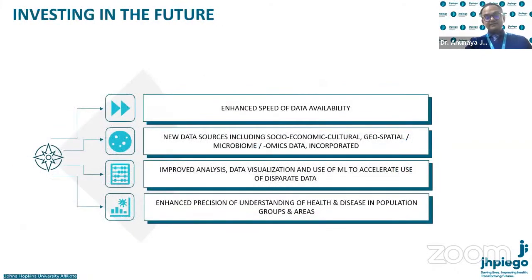So there are four needs that we certainly see in this move to precision health. One is, how can we enhance the speed of data availability? Second, how can we start bringing in newer forms of data other than the existing clinical information, that includes socioeconomic and cultural data, geospatial data, omics data themselves, to incorporate that into the way that data is looked at today? How do we start bringing in more AI and ML into the picture as far as disparate data analysis is concerned? Right now, we're focusing on single data systems and single data generations in order to predict risk. But how can we now start doing this across a variety of disparate data itself?